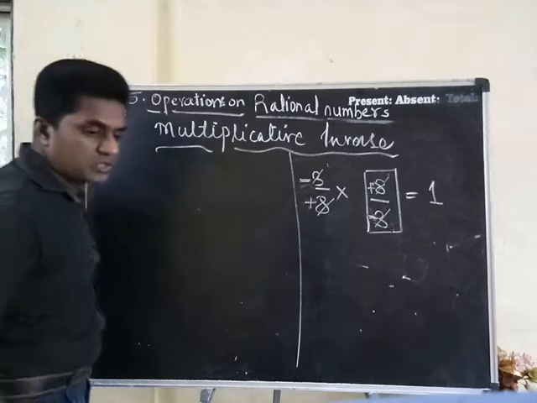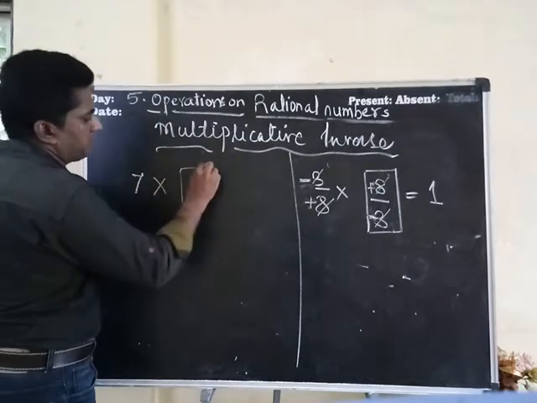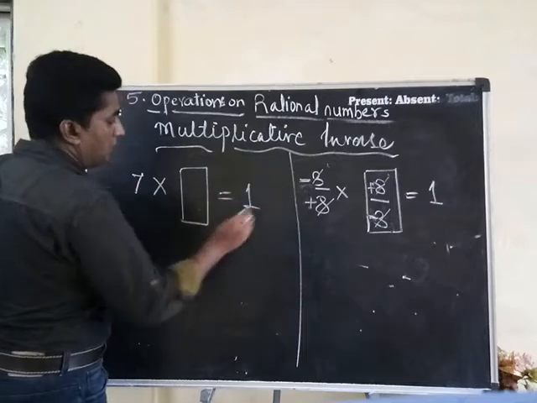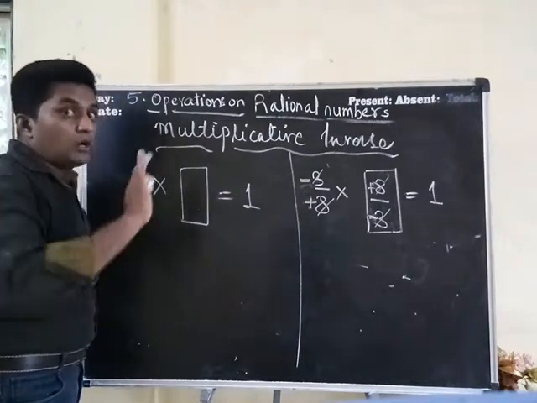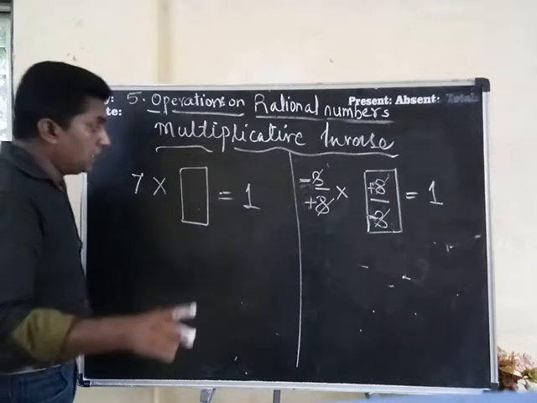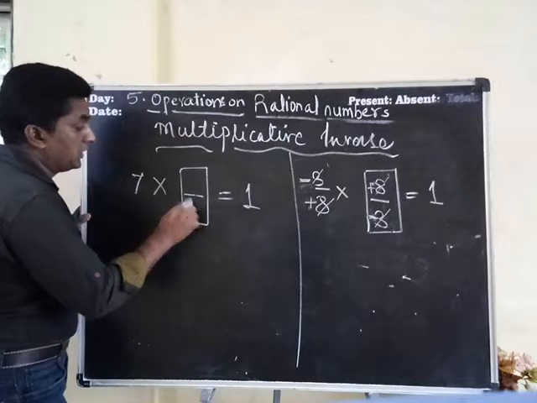Multiplicative inverse, one more sum. I am telling you, 7 multiplied by... you will say, sir, how is it possible, 7 multiplied by something must be 1? Wrong. No, it is not wrong. Do one thing, 7 is there and here you want something. Then what will you do?